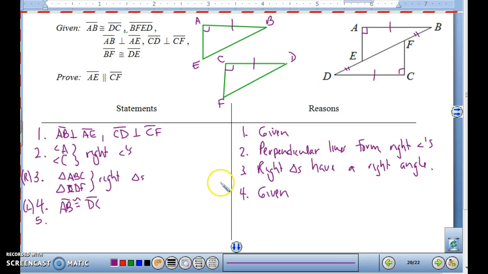And now I need to prove the hypotenuse. Well, what part is the hypotenuse? Well, here's the right angle, so for the hypotenuse, I have to get BE congruent to DF. My other given that I have is BF is congruent to DE. That's given. Now, to get the whole side BE and DF, I have to add EF in there to both sides. So EF is congruent to EF by reflexive.